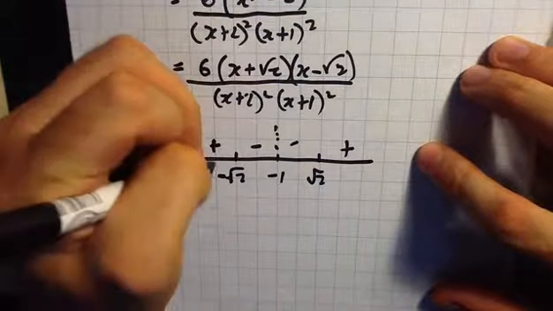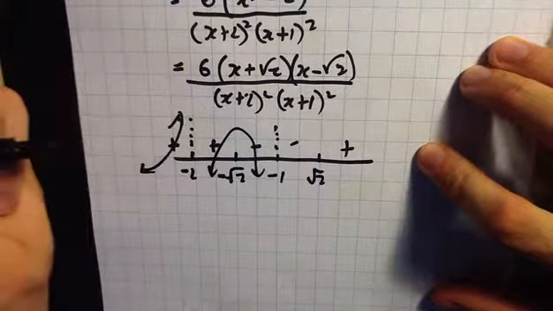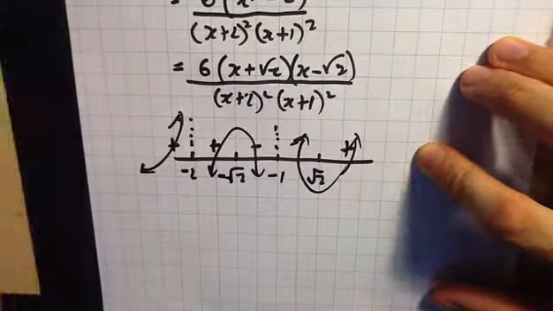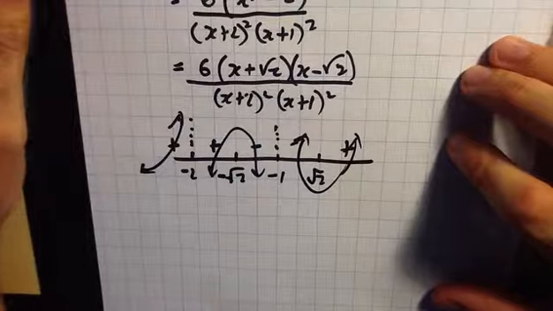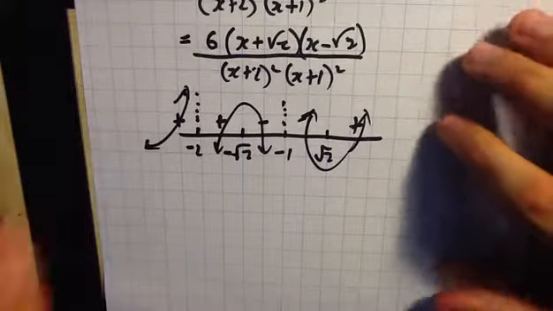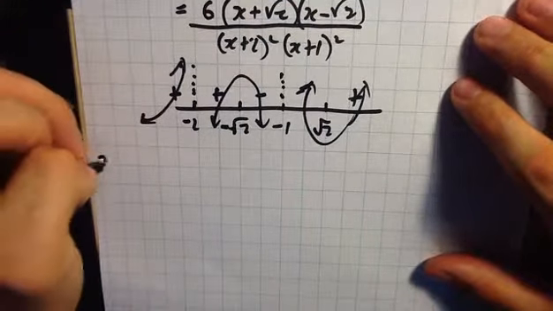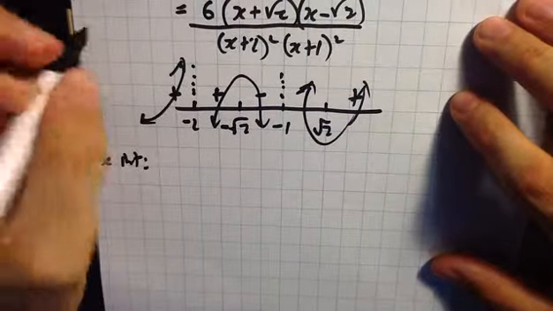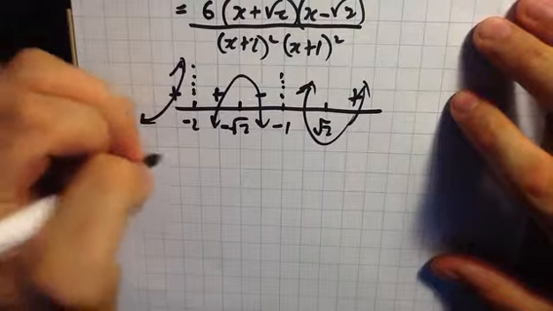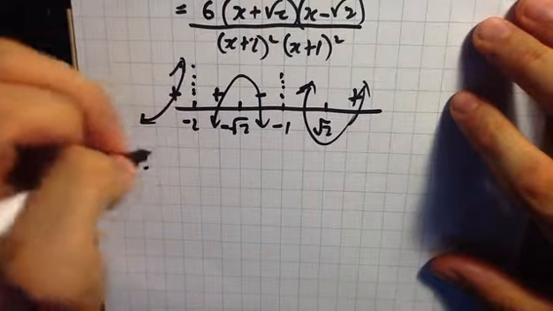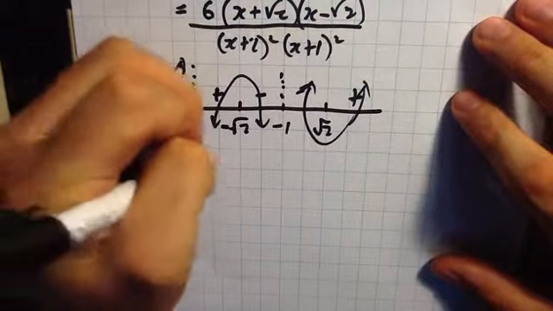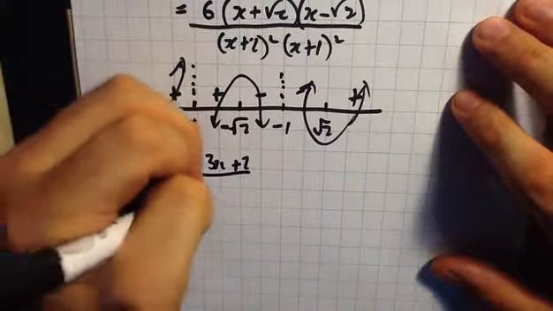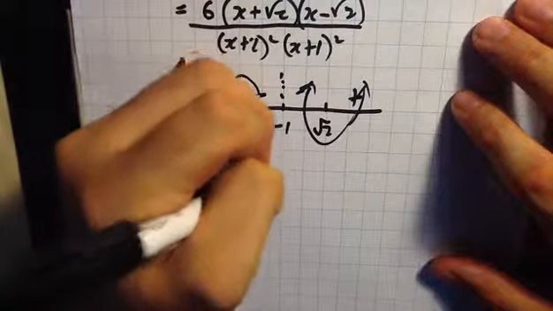It's got a maximum at negative root 2, and it's got a local minimum at root 2. Okay, what's the last thing I need to do? Oh, let's get some intercepts. The x-intercept is when the function is equal to 0. So when f of x is equal to 0, what's f of x? It's x squared minus 3x plus 2 over x squared plus 3x plus 2 is equal to 0.